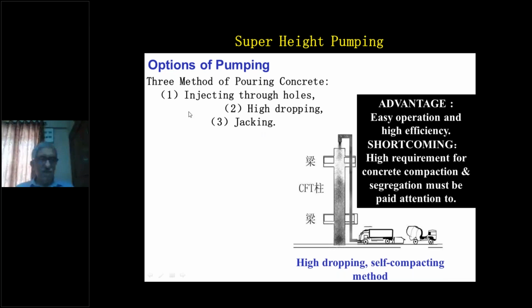Super height pumping is done in 3 manners. Either injecting through holes: first you place concrete, and then you inject the mortar through holes, a grout sort of concrete. This was the earlier days technique. Or high dropping of concrete from the top, which is not recommended. And the Chinese have developed jacking of concrete. They push the concrete from the bottom.